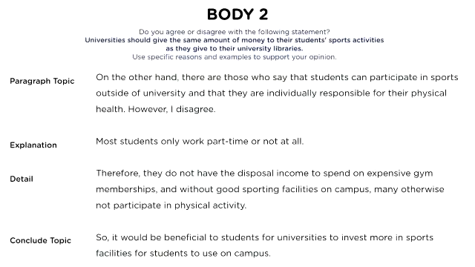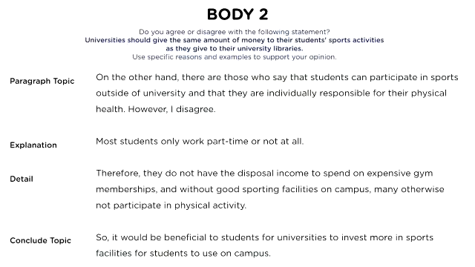Okay, I'm going to show you my second example body paragraph related to my question. Again, I follow the same structure. So in this case, my paragraph topic starts with, on the other hand, there are those who say that students can participate in sports outside of university and that they are individually responsible for their physical health. However, I disagree. So that's a good way to start a paragraph, actually, by introducing the opposing idea and what holders of that belief think, and then contradicting that by saying, however, I disagree. So that's what I did in this case.